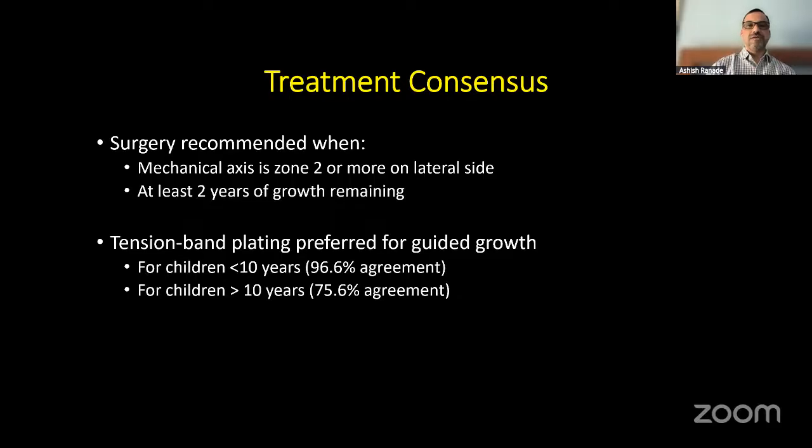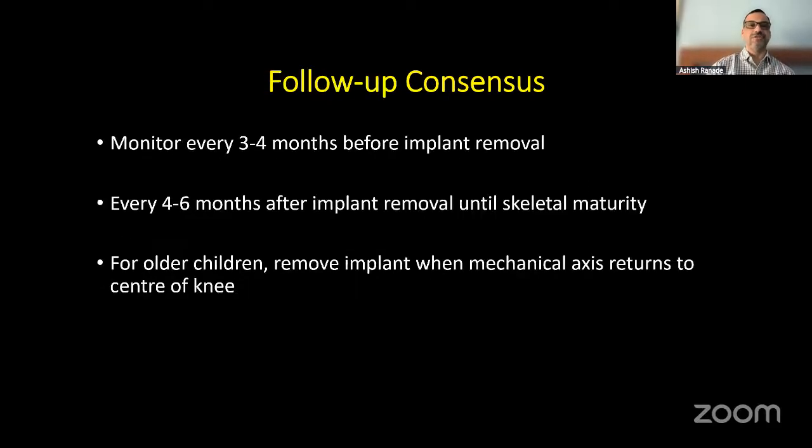It was recommended that surgery be considered when the mechanical axis is in zone 2 or beyond on the lateral side, and there are at least 2 years of growth remaining. But the panel could not reach consensus on how we decide that growth remaining is 2 years. The panel felt that tension band plating, the eight plate, is the preferred modality for children both younger and older than 10 years, irrespective of age.